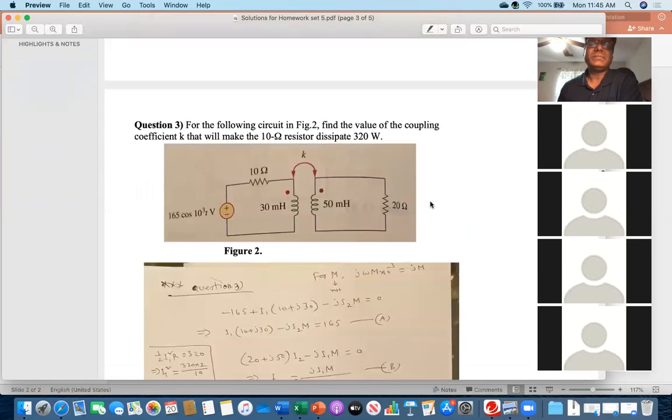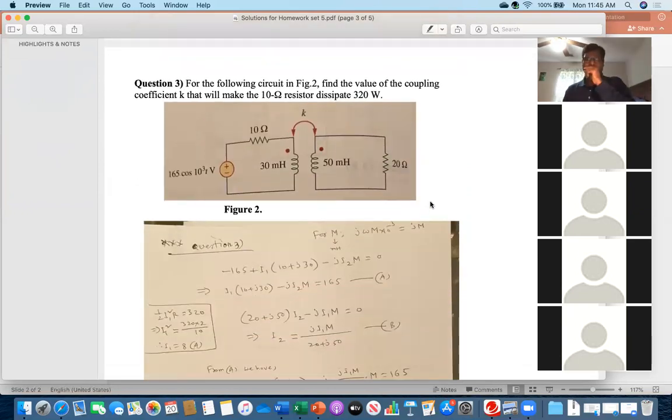Okay, so number 3, there are several mistakes in number 3. For the following circuit in figure 2, find the value of the coupling coefficient K that will make the 10 ohm resistance dissipate 320 watt. Everybody see here that is the K.